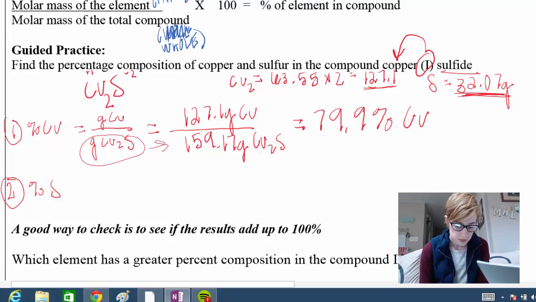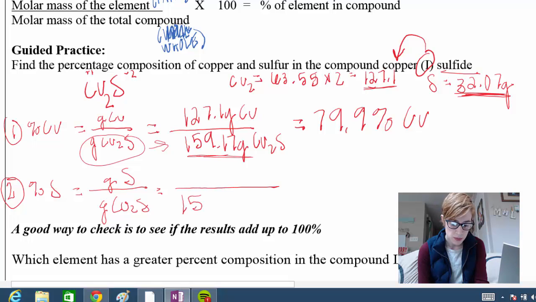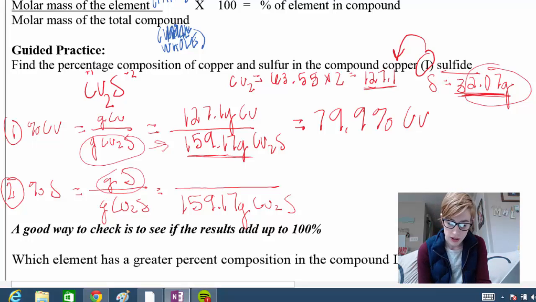Now let's do sulfur. To find the percentage of sulfur, I need to find the grams of sulfur, that's my part, and the grams of Cu2S. Well, I've already calculated the grams of Cu2S. Remember, it's right here. So I'm just going to use that same number down here. My whole does not change. The only thing that's changing is my part. Okay, I'm now putting grams of sulfur. We also already found that right up here. The grams of sulfur is just the molar mass from the periodic table. So I write 32.07 grams of sulfur. When I divide them and multiply by 100, I get 20.1% of the compound is made of sulfur.